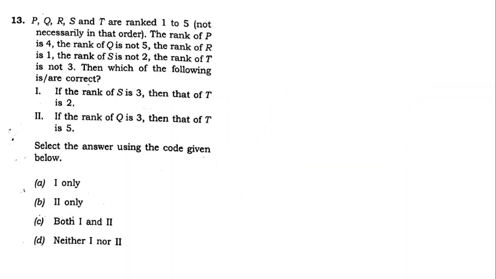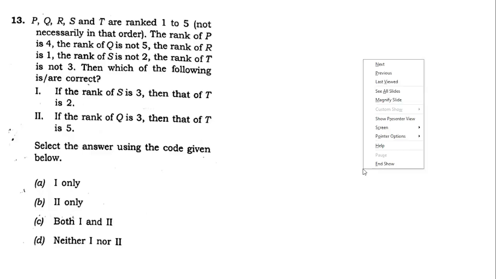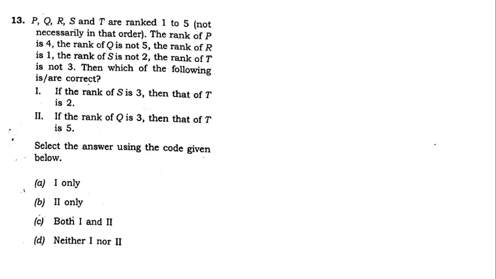Okay, so the questions actually begin from question number 13 for logical reasoning. Let us look at the first question in LR. P, Q, R, S and T are ranked 1 to 5, not necessarily in that order. So when I read that, I just note down 1, 2, 3, 4, 5. Okay. The rank of P is 4. So the rank of P is given.